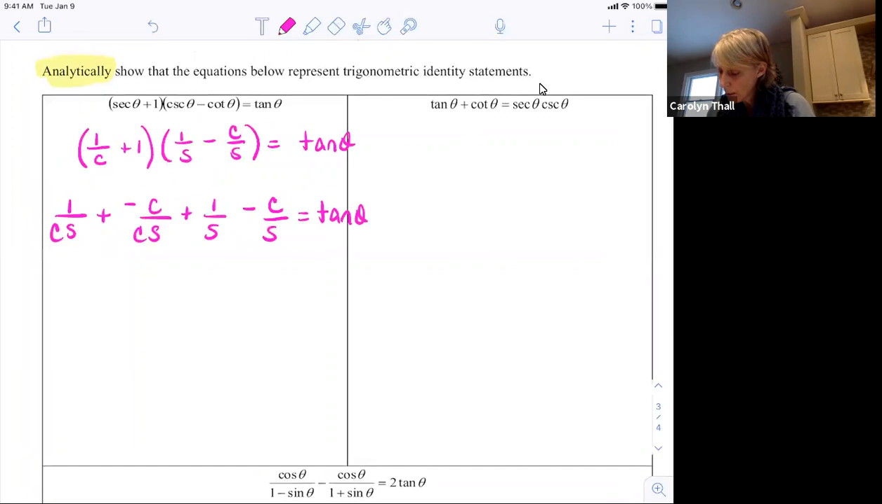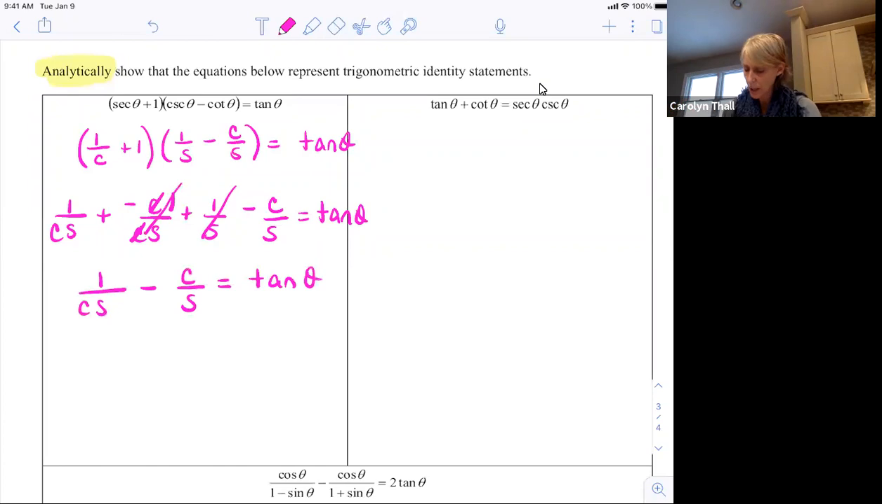I'm just checking that I did my work right because I feel like something got messed up. 1 over cosine sine outside. I didn't simplify. So that's just a -1. I have -1 over sine plus 1 over sine. So these guys are going to go away. I'm left with 1 over cosine sine minus cosine over sine. And that's equal to tangent. Again, I didn't rewrite that. I'm just going to leave it and see what happens. If I need to rewrite it to make it match, I will.